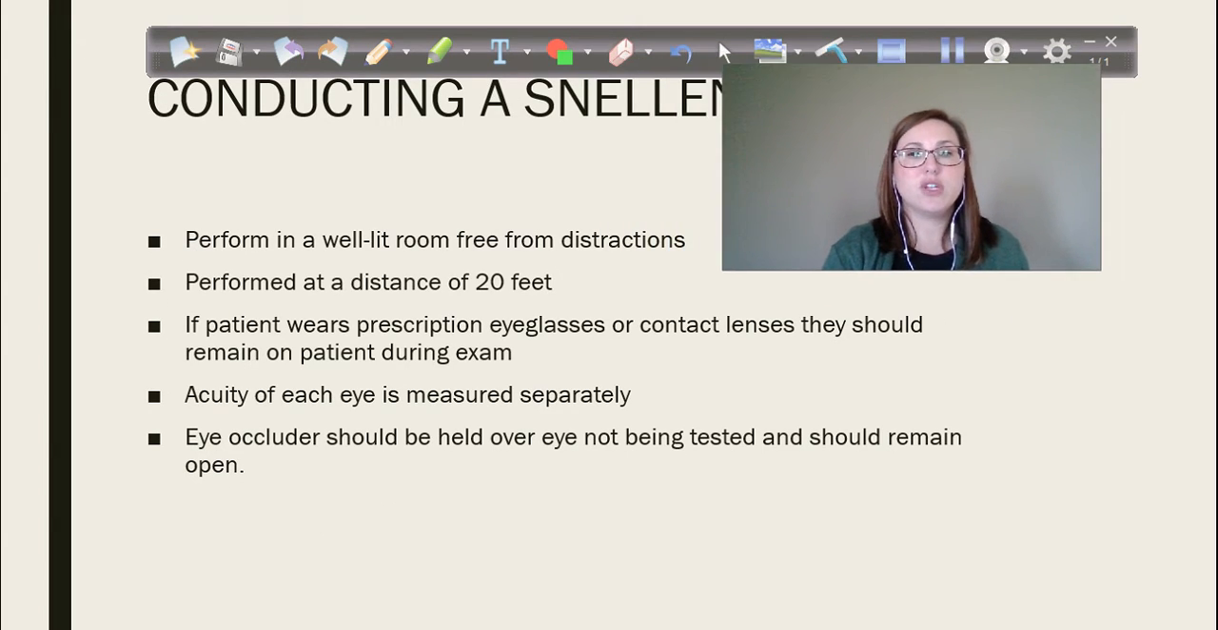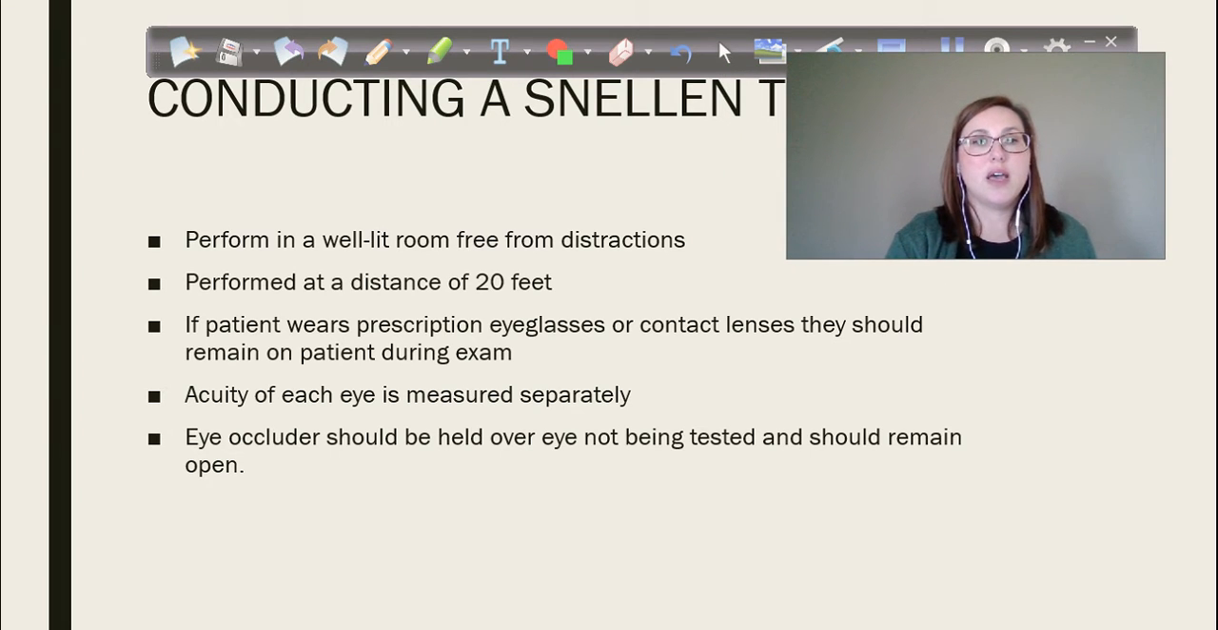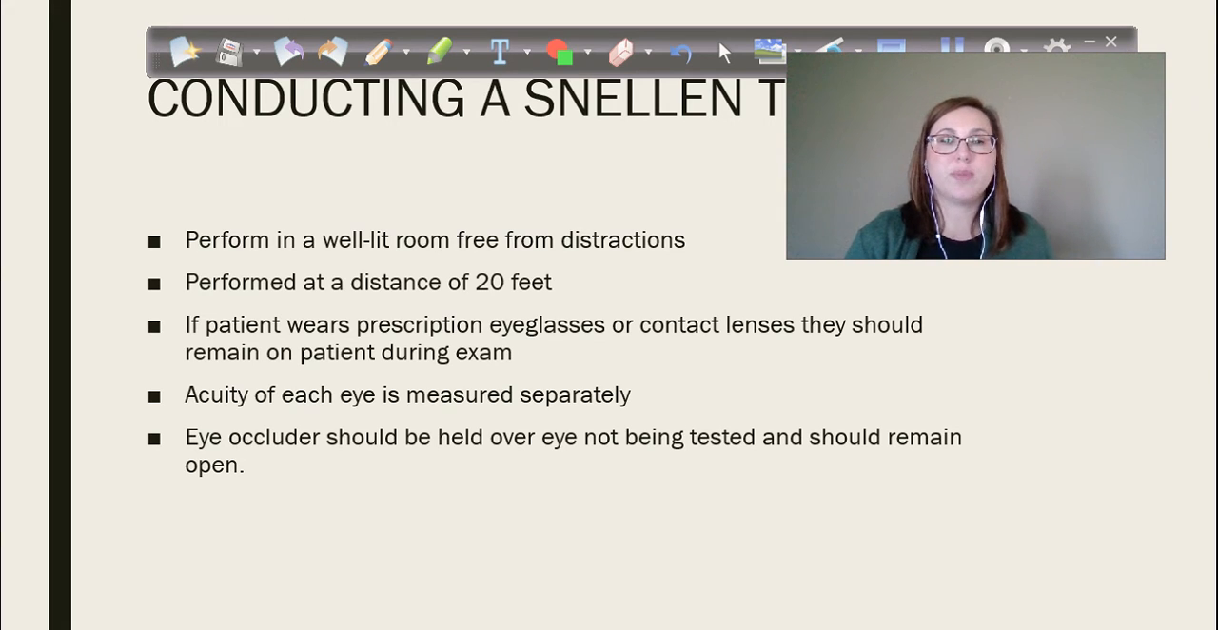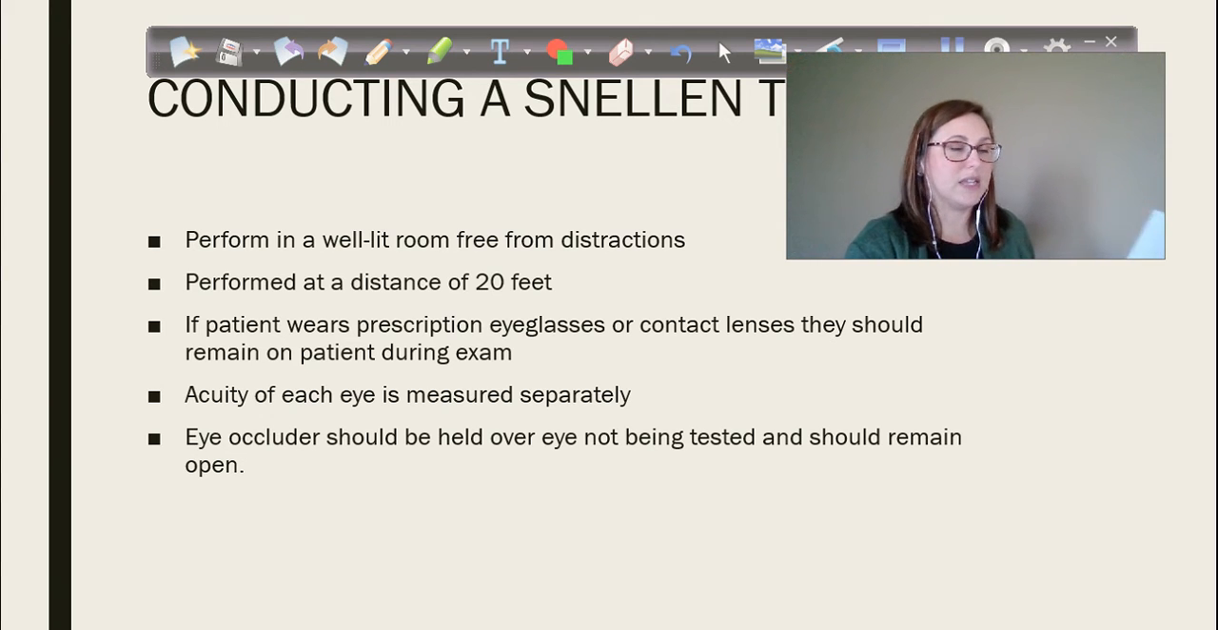You want to make sure that you're doing this in a well-lit room with not many distractions. You want to perform it at a distance of 20 feet, so you want your patient to be 20 feet away from the chart. Usually a good place to do that is in the hallway of the office. If a patient wears prescription glasses or contact lenses, they want to leave those on. You measure each eye separately. It's important to use an eye occluder so you're not using their hand and they can't cheat.